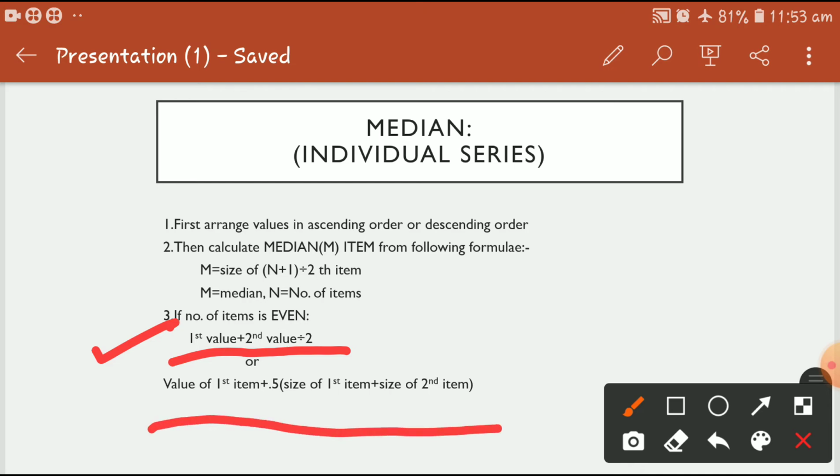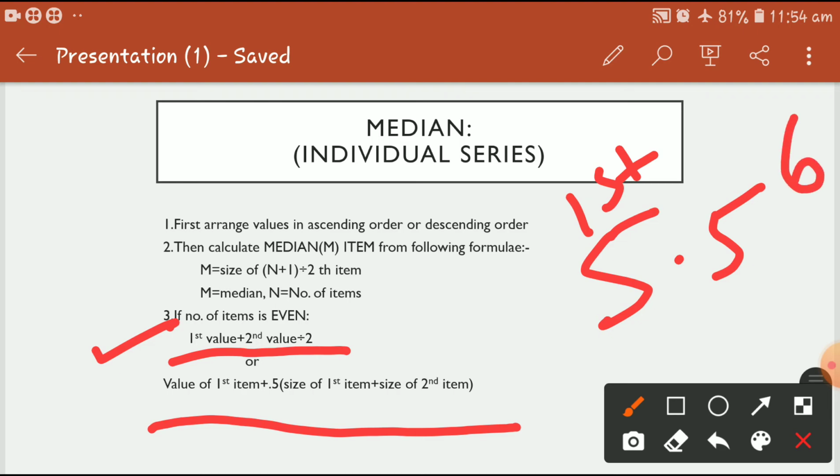So there is one more method which is frequently used while calculating median, in which you add the value of the first item. For example, if you have a 5.5 median item, your value is somewhere between 5 and 6. So the first value is your fifth item and the second value is your sixth item. Now in your question, write the value of the fifth item, then add 0.5 to it, then put a bracket and subtract from the size of the sixth item, the size of the second item.